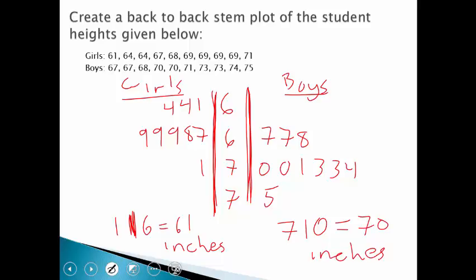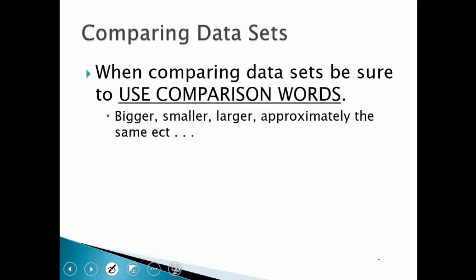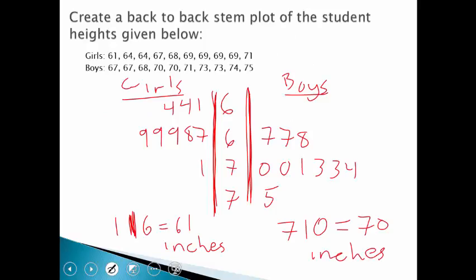Now, if we were asked to describe these two distributions or compare them, the big thing we want to make sure we do is use comparison words, bigger, smaller, larger. So as you look at this, it actually looks like both of them are pretty symmetric. Not exactly symmetric, but relatively symmetric. And then as we talk about centers, we might say, well, the center of the girls is maybe 69, which is lower, right? The center is probably here for the girls, which is lower, there's your comparison word, than the center of the boys, which looks like it's going to be in the low 70s, right?